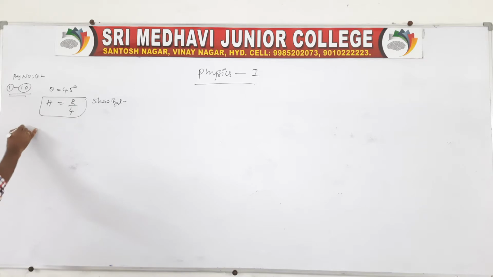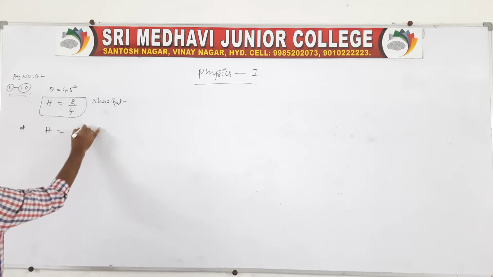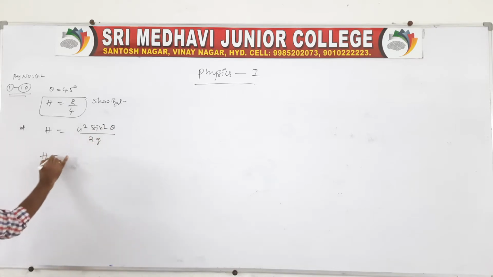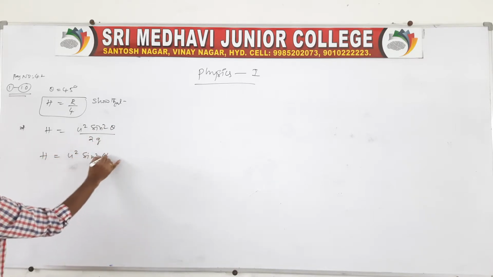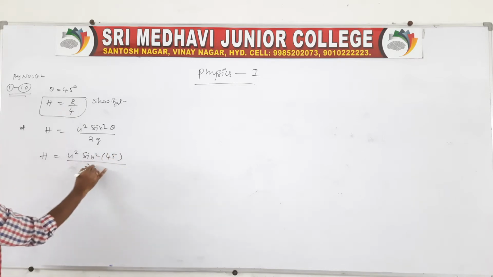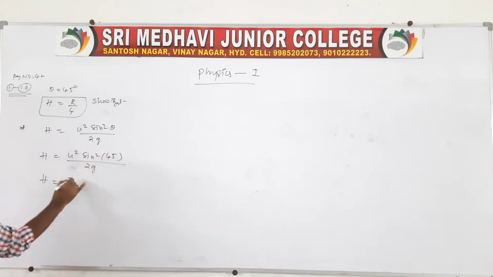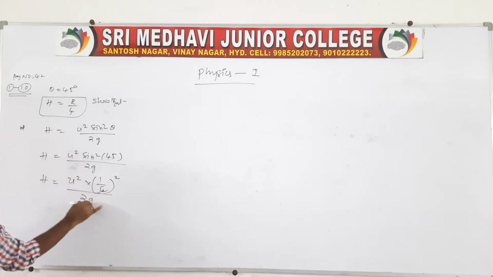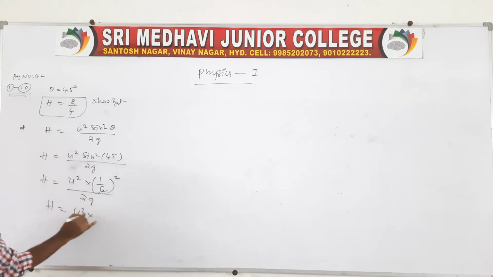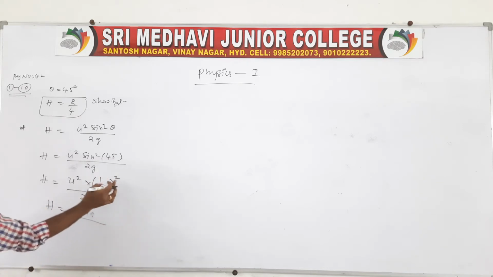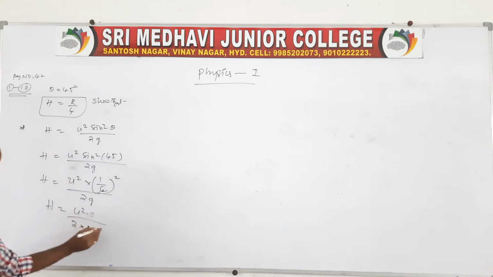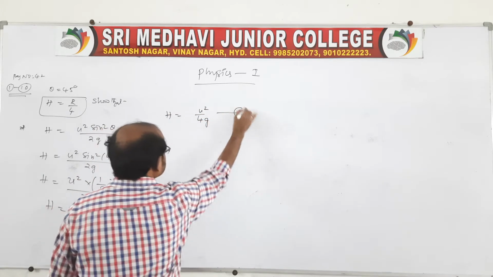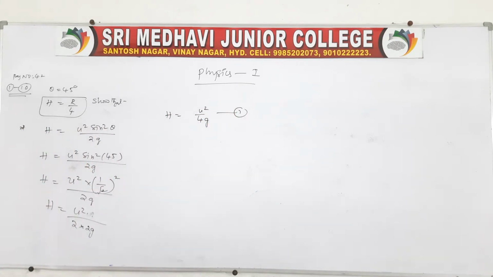First of all, maximum height h is equal to u square sin square theta by 2g, where theta is 45. Then h is equal to u square times sin 45, which is 1 by root 2, whole square, by 2g. Therefore u square by 2 into 2g. Then the maximum height will be u square by 4g. This is expression 1 for theta 45.